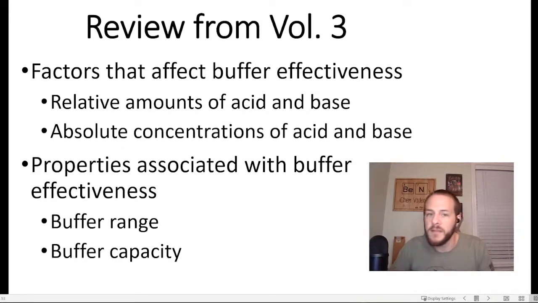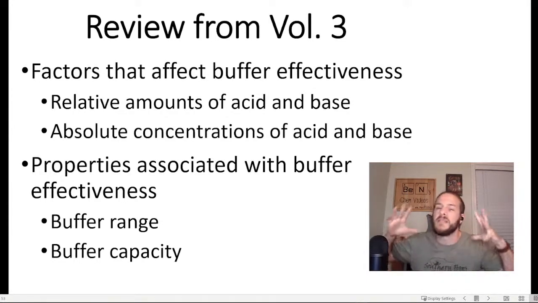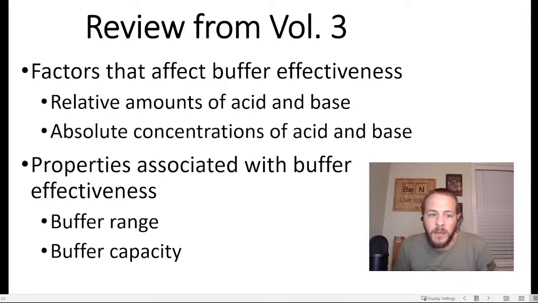So like I said, relatively, if you want that buffer to be effective, you need to make sure that the amounts of acid and base are close to one another. And as far as absolute concentrations go, buffers are most effective when the concentrations of the acid and base in the buffer are at their highest. So again, if you want a very effective buffer, you need to make sure the concentrations of acid and base are high and that they're very close to one another, and that will be a very effective buffer.